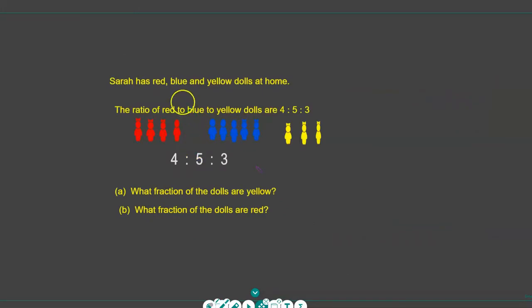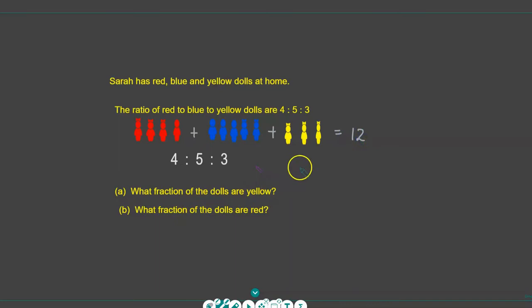Let's have another example. It says Sarah has red, blue, and yellow dolls at home. The ratio of red to blue to yellow dolls is 4 to 5 to 3. So there are 4 red dolls to 5 blue dolls to 3 yellow dolls. Now the question is, what fraction of the dolls are yellow? So first you need to add all of the dolls. So you have 4 plus 5 is 9. 9 and 3 is 12. So you have 12 dolls in all.